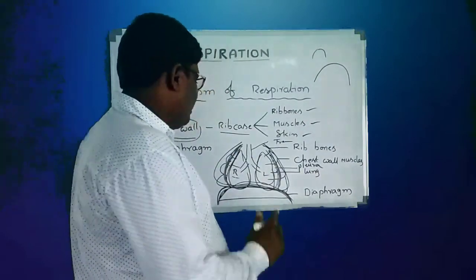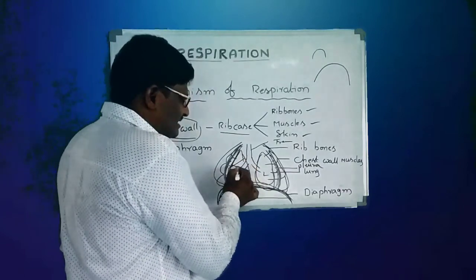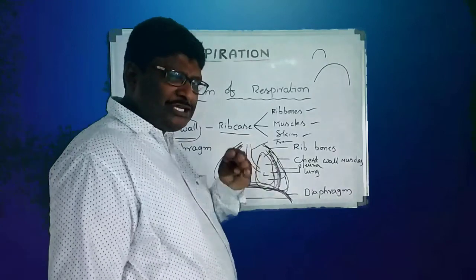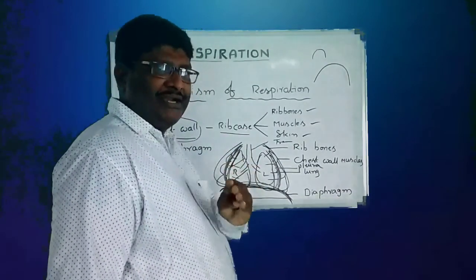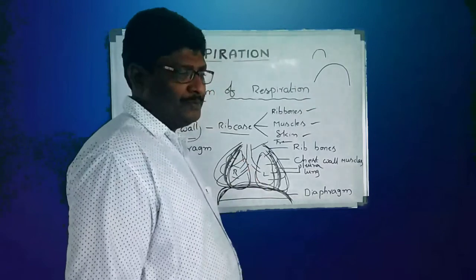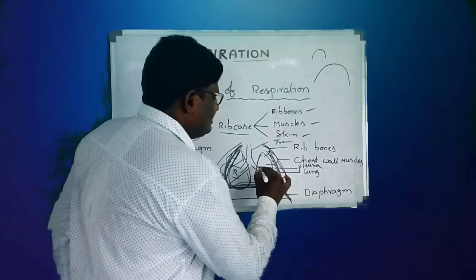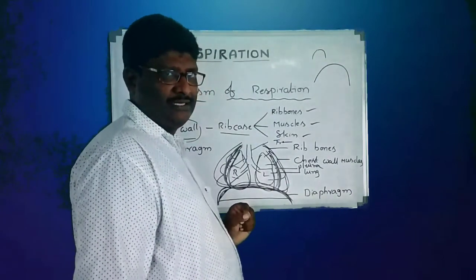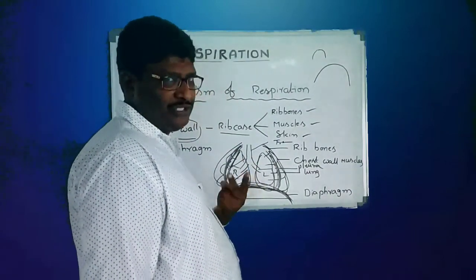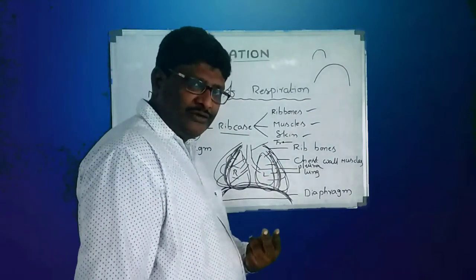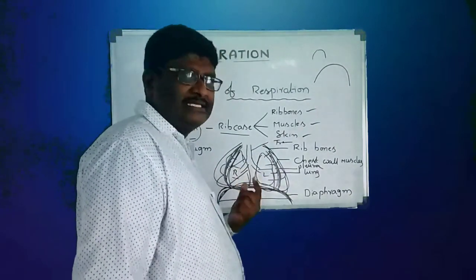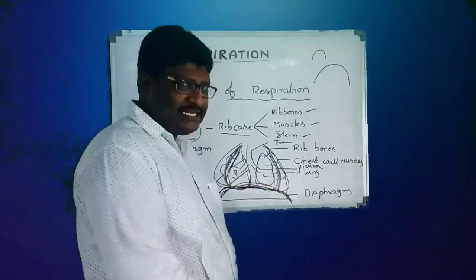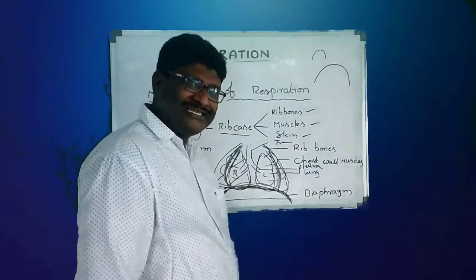Next, the right lung is divided into three lobes, which means three chambers. Likewise, the left lung is divided into two lobes or two chambers. Okay now? So the right lung is divided into three lobes, the left lung into two lobes, and the right lung is bigger than the left lung. So this is the additional information. And also one more important point here.